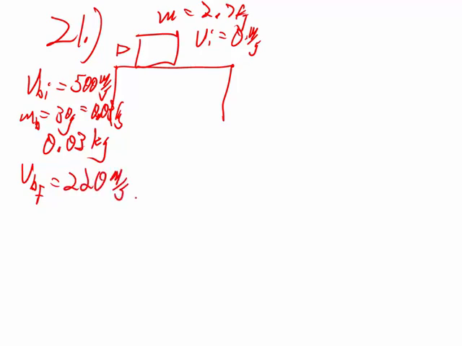What is the speed of the block immediately after the bullet exits? All right, so we want to know the final velocity of the block, equal to question mark. We want to find the velocity of the block after the bullet hits the block and goes through the block. Well, this is simply a conservation of momentum problem. That's all this really is.